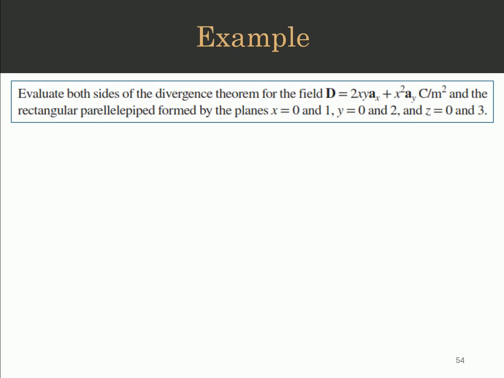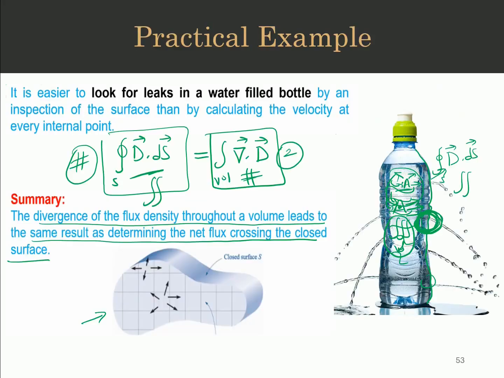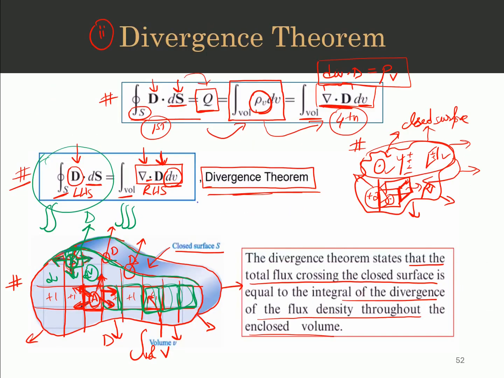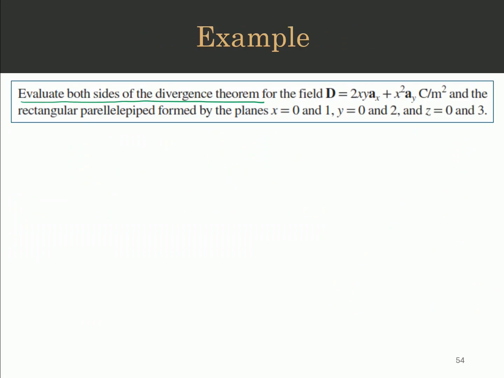In this problem, we have been asked to evaluate both sides of the divergence theorem. So what are both sides of the divergence theorem? This one. This is the main divergence theorem. We need to evaluate the left hand side and the right hand side of the divergence theorem for the electric flux density D, and the object is a rectangular parallelepiped formed by the planes of x, y and z. We know that the answer for both sides should be the same. So it's up to us which side we want to use, but for our understanding, as we have been asked to evaluate both sides, we are going to evaluate both sides.